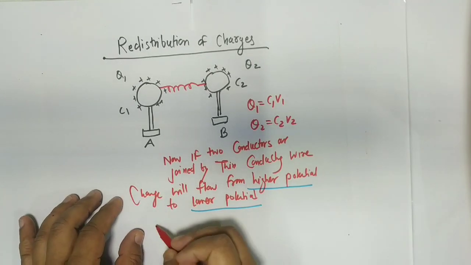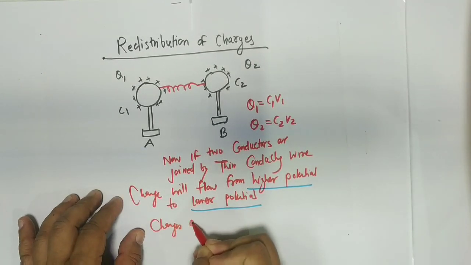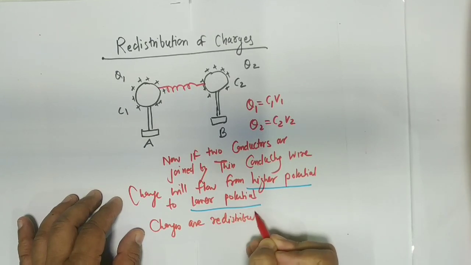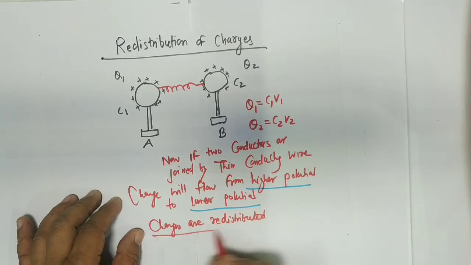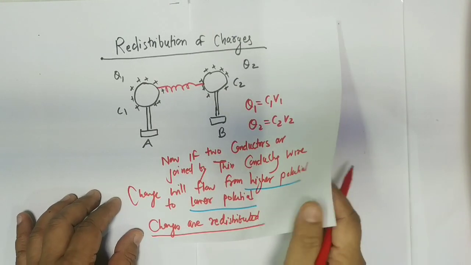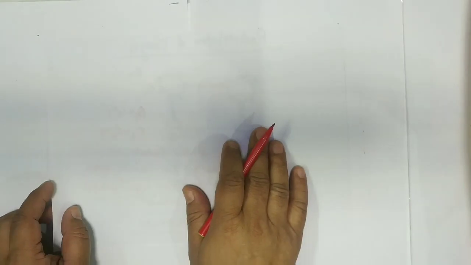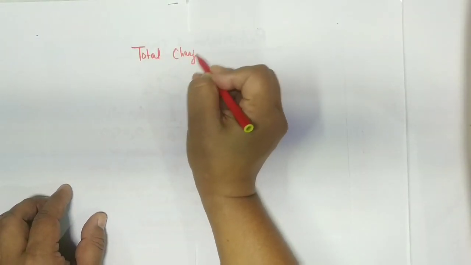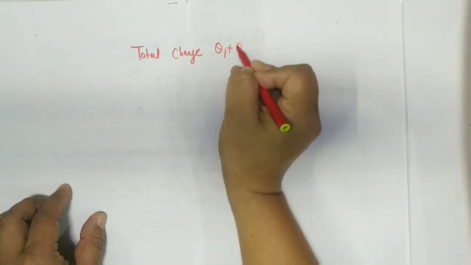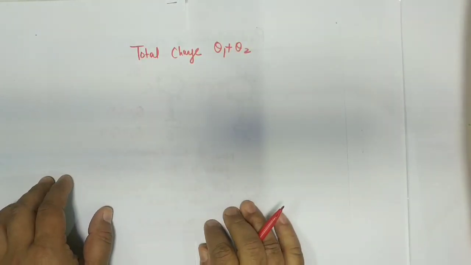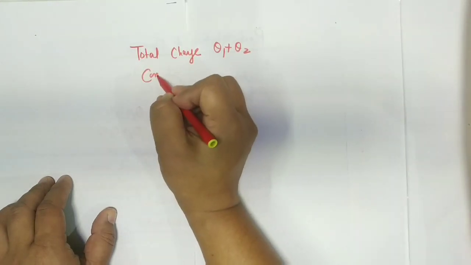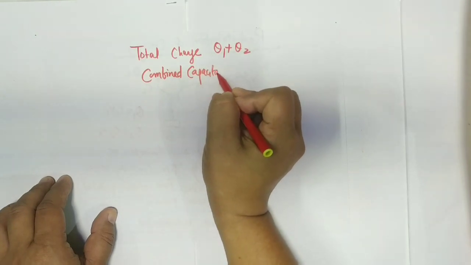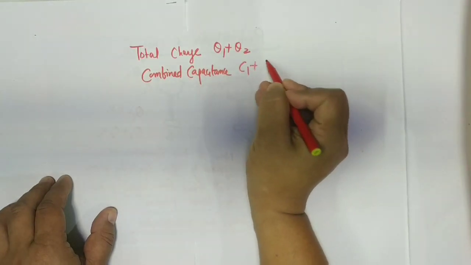Now charges are redistributed. It goes on till their potential becomes equal. Now if I ask you what is the total charge? The total charge is Q1 plus Q2. And if I ask what is the combined capacitance, the combined capacitance will be C1 plus C2.